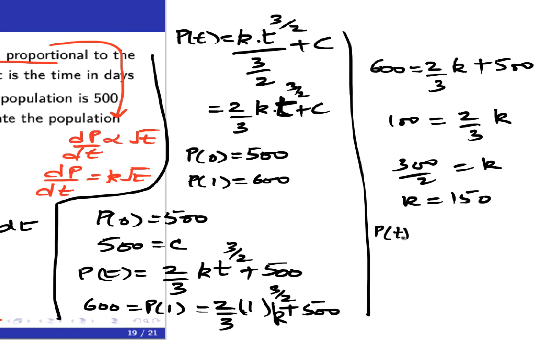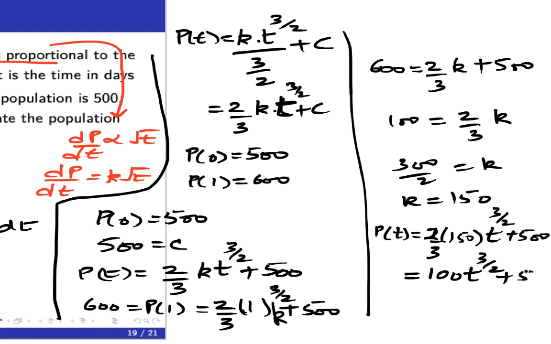So our P of t, guys, is now 2/3 times 150 times t to the power 3/2 plus 500, which basically is now 100 t to the power 3/2 plus 500. So we've been able to get P of t with all the proper terms here. This is the particular solution, guys, keep in mind.